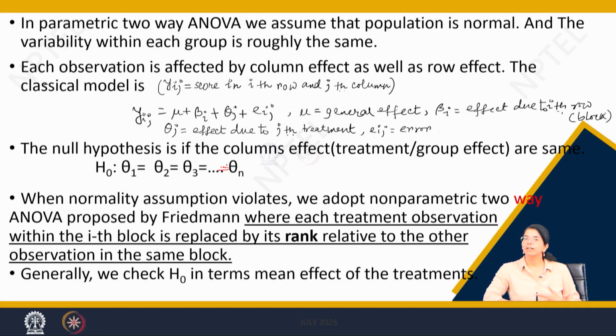You can go for the non-parametric counterpart of two-way ANOVA. Generally, we check the null hypothesis in terms of the mean effect of the treatments, but when you are switching to the non-parametric two-way ANOVA, this mean effect will be replaced by the median effect of the treatment. I told you median is the non-parametric measure of central tendency. So, everything in your study will be replaced by the median of the treatment.